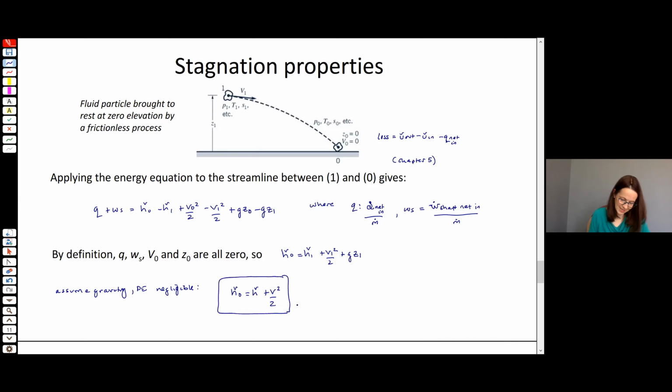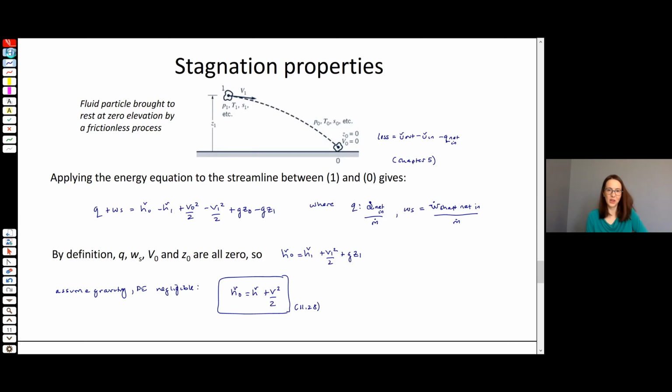So this is the stagnation enthalpy in terms of the enthalpy at point 1 when it was moving and at some elevation, but we dropped the subscript because this point 1, this position, is arbitrary and the velocity is arbitrary. So it's true for any point in the fluid flow domain. So we just drop the subscript and we can relate the stagnation properties to the properties with the fluid particle moving anywhere in the flow field.